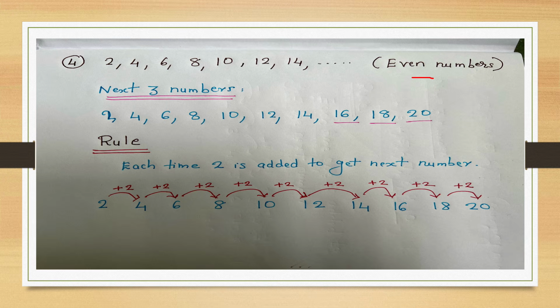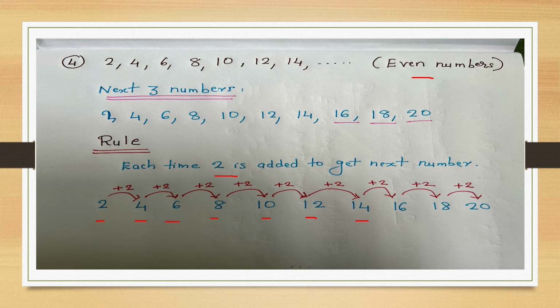Each time we add 2 to get the next number. So, here first number is 2. So, 2 plus 2, 4. Then again 4 plus 2, 6. 6 plus 2, 8. 8 plus 2, 10. 10 plus 2, 12. 12 plus 2, 14.